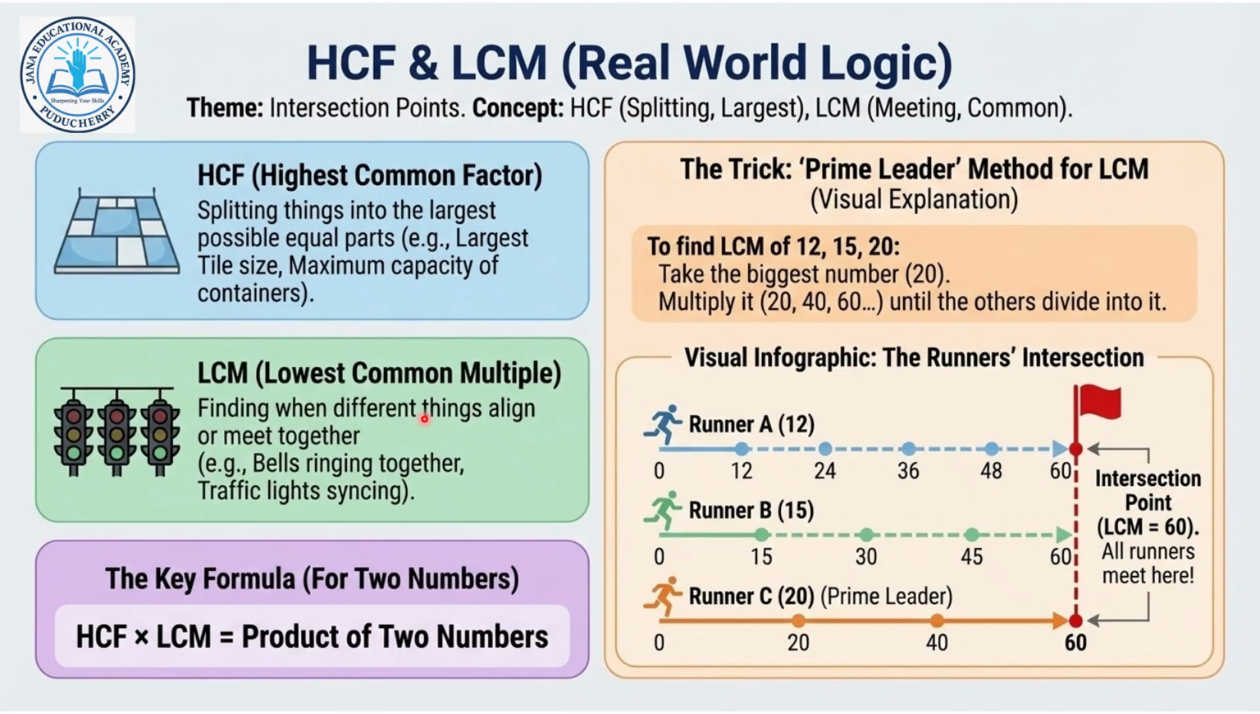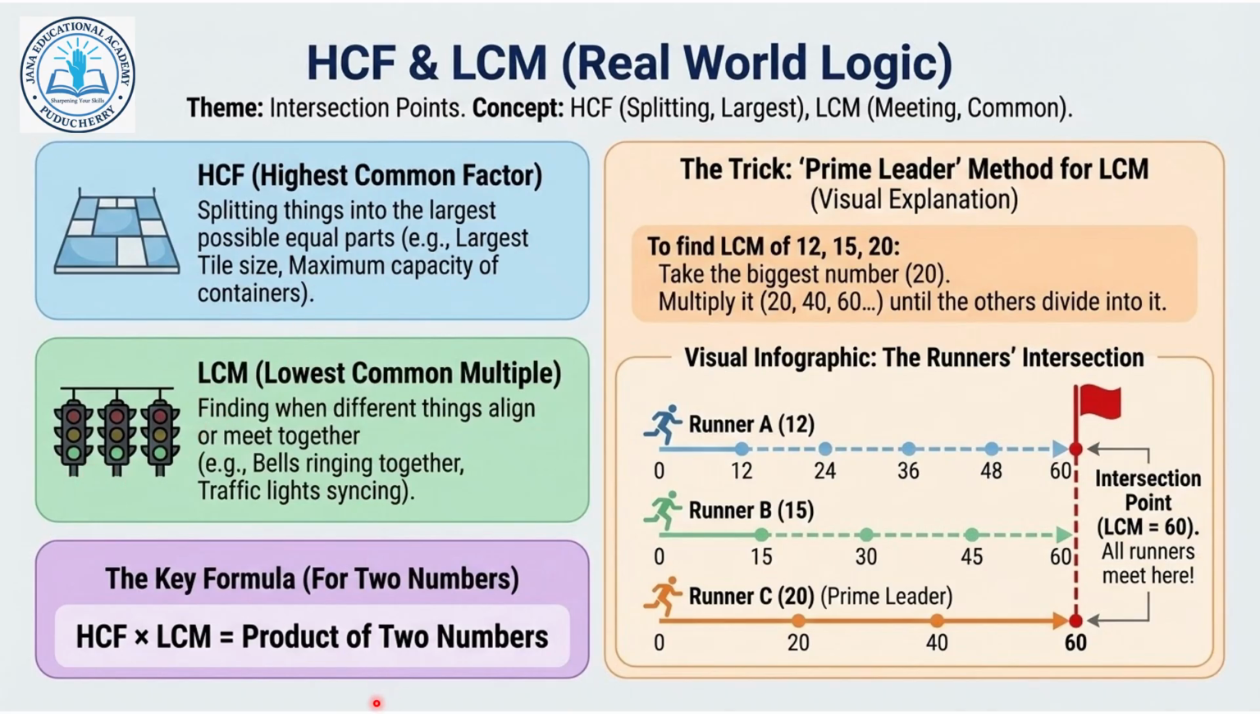It is called highest common factor. The lowest common multiple is about finding when different things align or meet together. Now see the three signals are in the green, so all are meeting together. The bells ringing together, traffic lights synchronizing. These are examples of lowest common multiple.